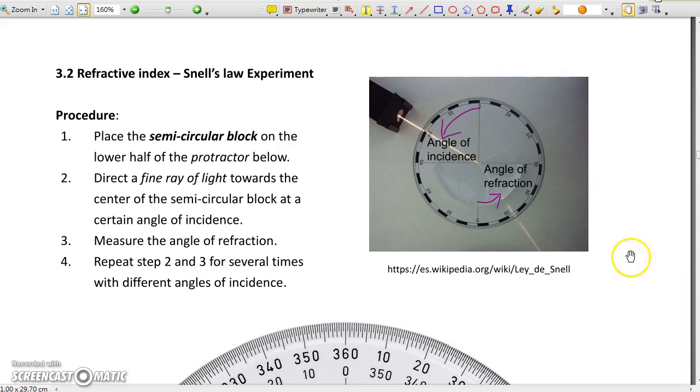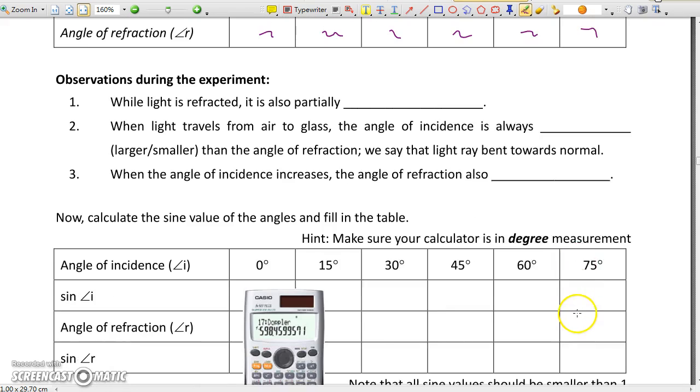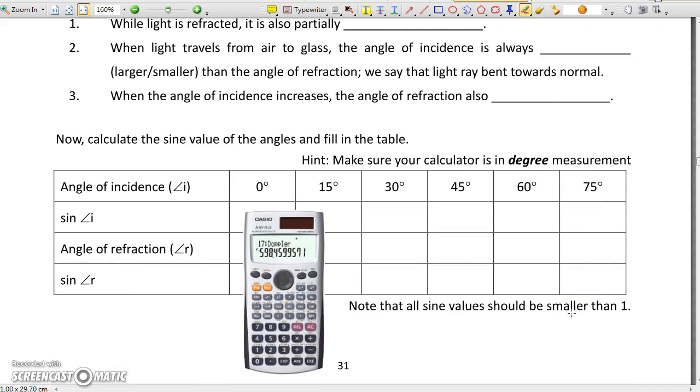So you will be given a semicircular block made of perspex, which is a kind of transparent plastic, just like glass. You have to use a ray box again and direct the light to the center of the semicircular block. And then you have to measure the angle of incidence and the corresponding angle of refraction. Fill in the result in the table here, and then you have to calculate the sine of the angles using the next table below. So make sure you bring along your calculator.